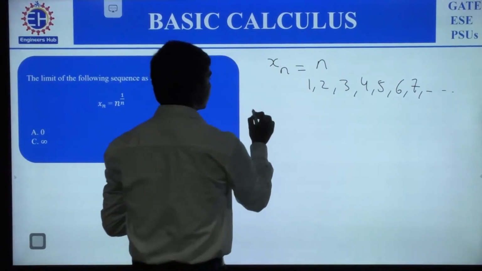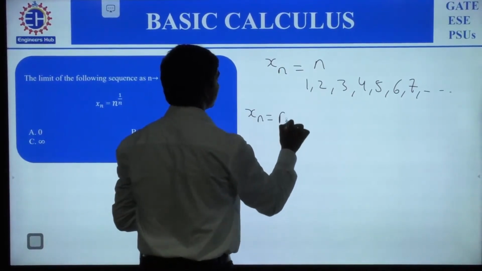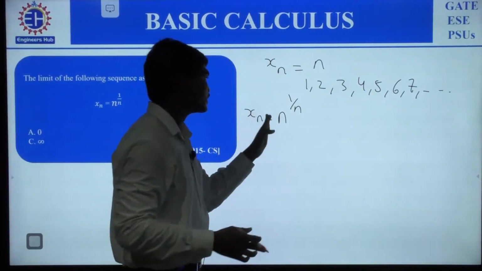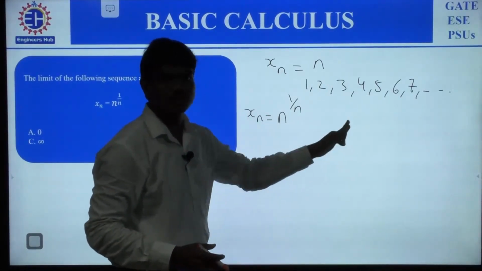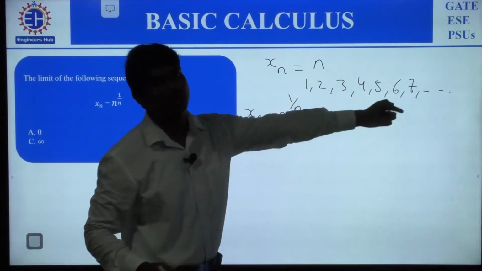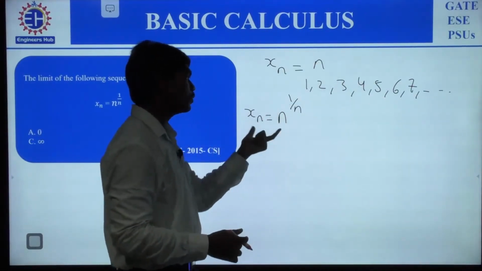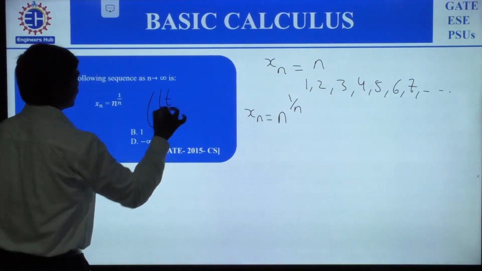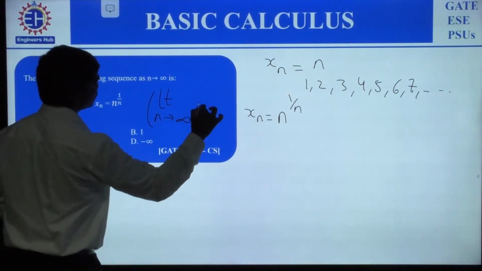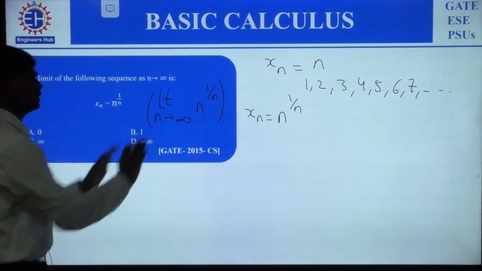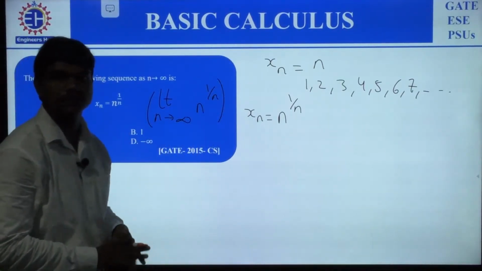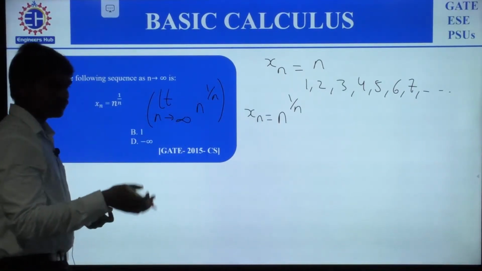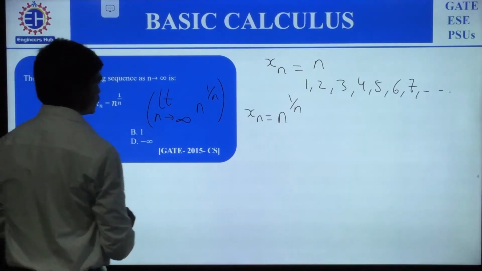But in this case, it's given xn is equal to n power 1 by n. Means basically, after writing this, it is 1 power 1 by 1, 2 power 1 by 2, 3 power 1 by 3, and so on. What could be the value of this? Means basically this question is asking limit n tends to infinity, n power 1 by n. What's the value of this? This is what he's asking for in this question. Okay, so this is the limit when n tends to infinity. So if you try to work out, now let us see.